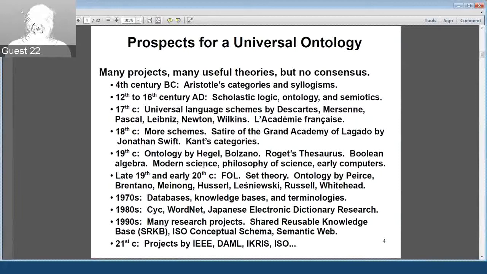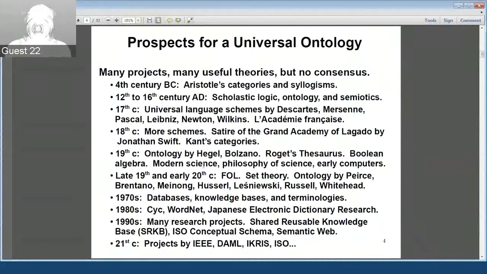And then getting into the 1970s, we started getting computerized versions, the conceptual schema work, and all sorts of standards based on that. Then in the 1980s, we had various kinds of ontologies. Cyc is the largest one and still going. They now have thousands of microtheories and millions of axioms. And WordNet also started. That was a language-based version.